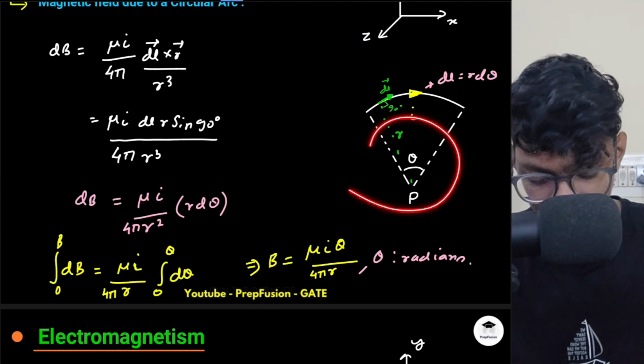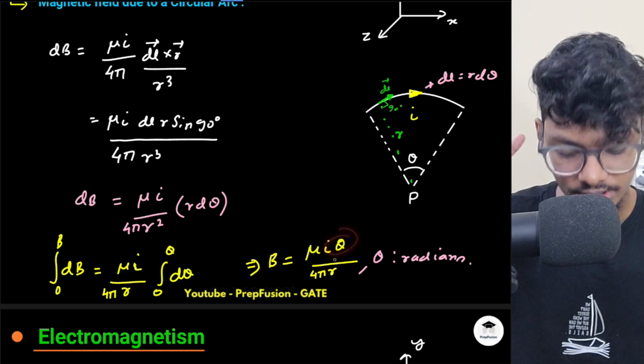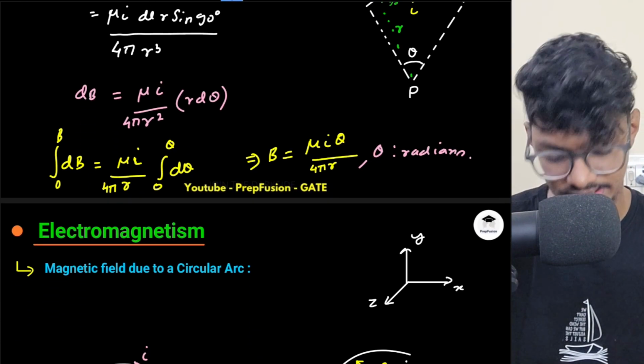And can you cross verify one thing? What about for a full circle? What I used to get for a full circle, it was mu I by 2r. If I put here 2 pi, I will get mu I by 2r. So this formula is valid. Okay, you have to check the edge cases.